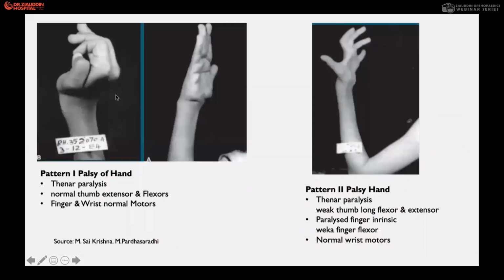Here is a patient who shows type 1 paralysis. There is thenar muscle paralysis, and there is no opposition and abduction of the thumb joint. Here is type 2 paralysis. The long flexors are weak, and there is thenar paralysis with the weak thumb and long flexors, and paralyzed intrinsic muscles produce clawing of the fingers.